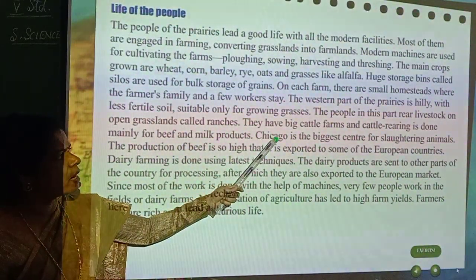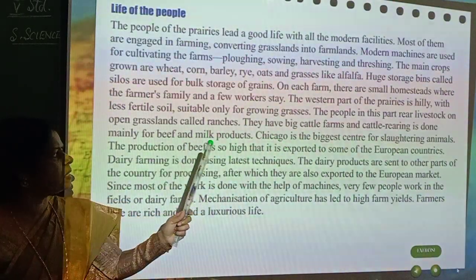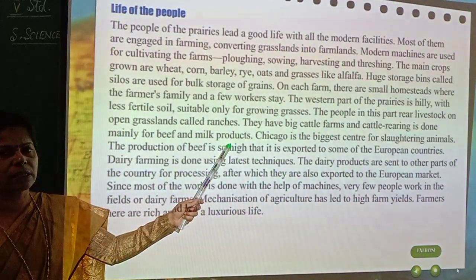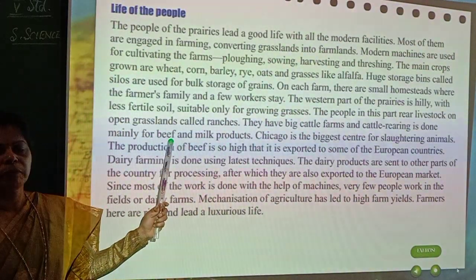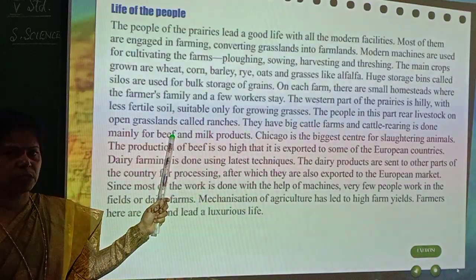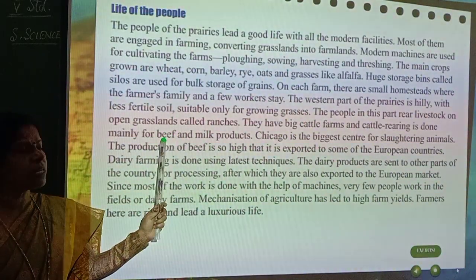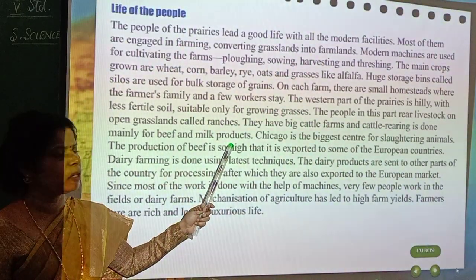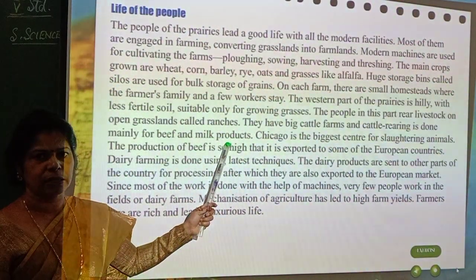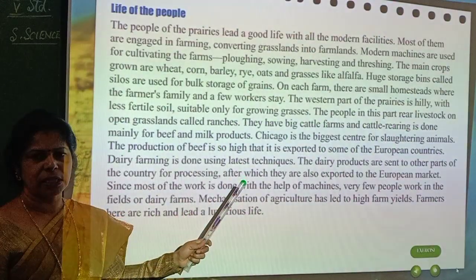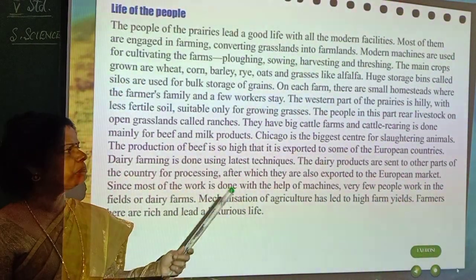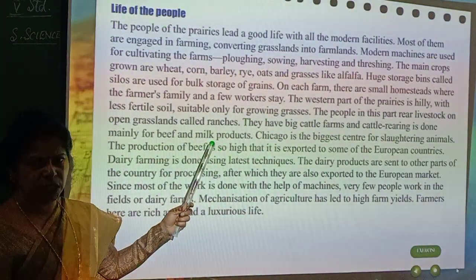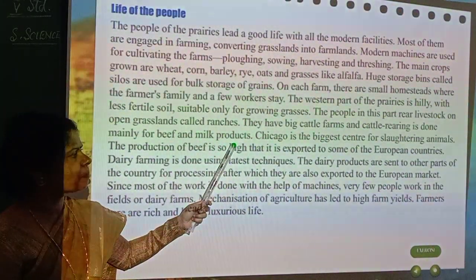They have big cattle farms and cattle rearing is done mainly for beef and milk products. So why is this cattle rearing done? It is for beef. Means what? The flesh of cows. The flesh of cow is called beef. And milk products. From cows you get milk, and they prepare milk products. What all? Kova is there, peda is there. All this comes under milk products.